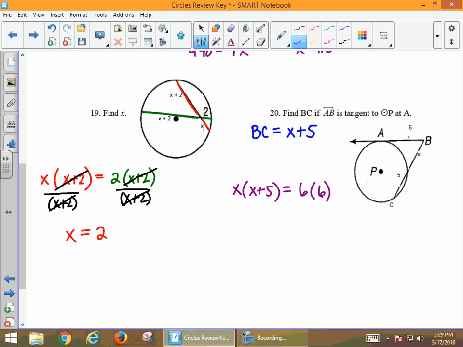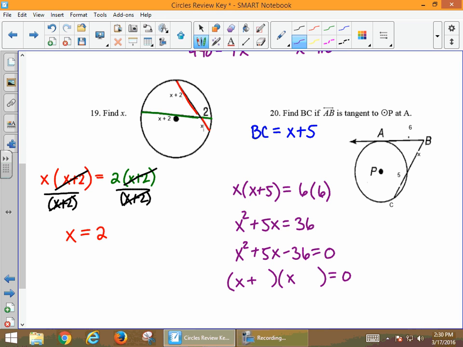So now I am going to have to do this distribution. So this is x squared plus 5x equals 36. Let's get it set equal to 0. X squared plus 5x minus 36 equals 0. Factor this thing down. Two things that multiply to give me 36, but subtract to give me 5 are positive 9 and negative 4. So if x plus 9 is 0, that means x could be negative 9, or x could be positive 4. It would be one of those two answers. Since we can't deal with negative values for distance, negative 9 is not an option, so my only option for x that makes sense is 4. So that means BC is equal to 4 plus 5, which is 9 units. BC is equal to 9 units.